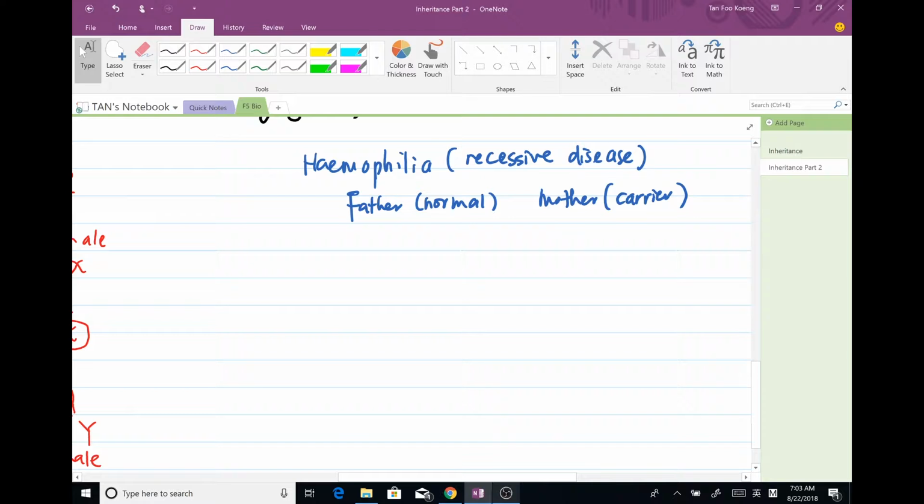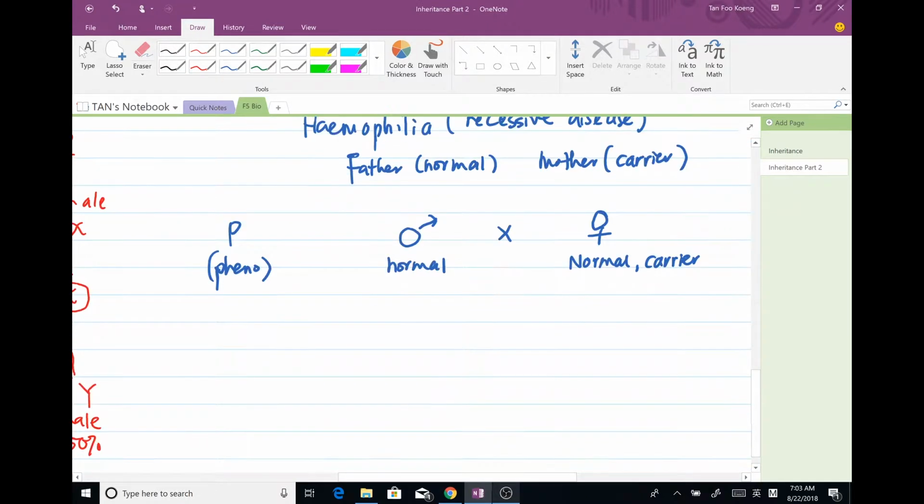So given these few pieces of information, we are going to construct a schematic diagram. Let me start with father and then mother. These are the parents, and what is the phenotype of the parents? The father is normal, and the mother is carrier. When we say mother is carrier, she is actually normal. However, she carries that recessive allele.